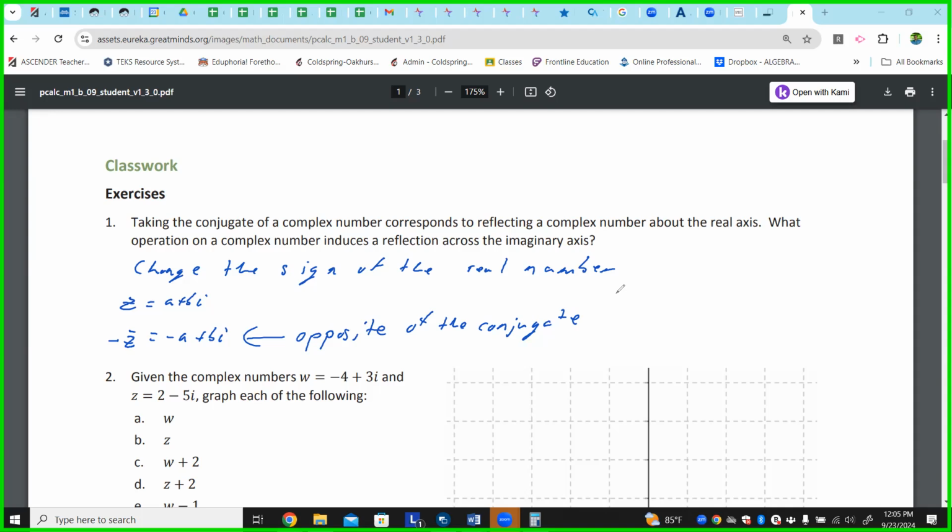So what I want y'all to do real quick then with that new notation is now I want you to do number 2, and I just want you to graph all those. I want you to graph W, Z, W plus 2, Z plus 2, W minus 1, and Z minus 1. And they gave you a graph, didn't they? Yes, perfect.